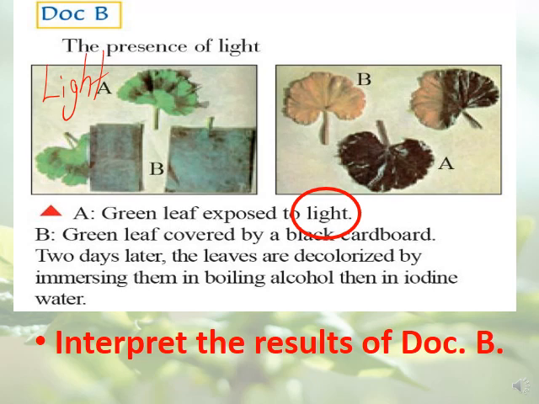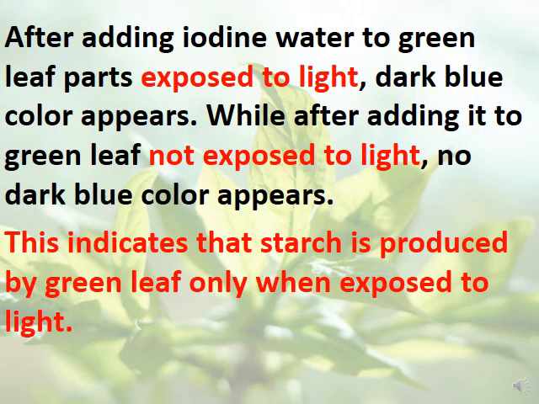Two days later, the leaves are decolorized by immersing them in boiling water or in boiling alcohol, then in iodine water. Let's interpret these results. After adding iodine water to the green leaf parts exposed to sunlight, we have a dark blue color. What does this mean? This means that we have starch in the green leaf parts.